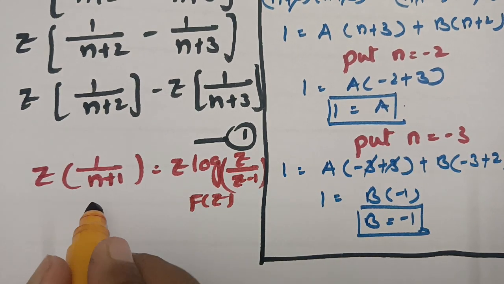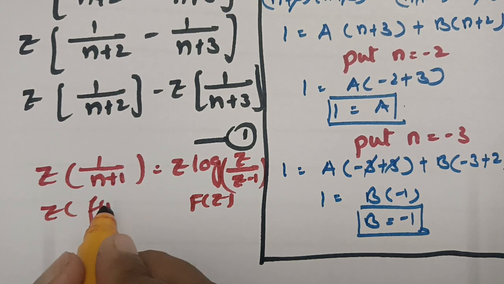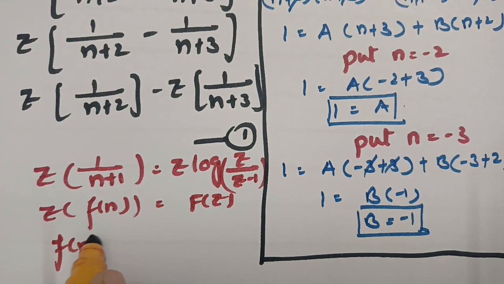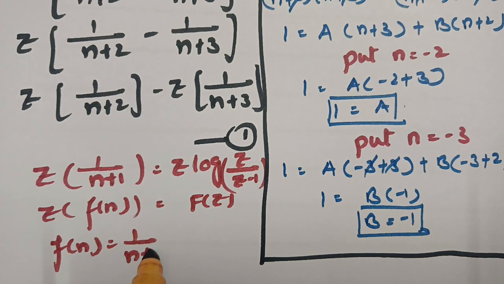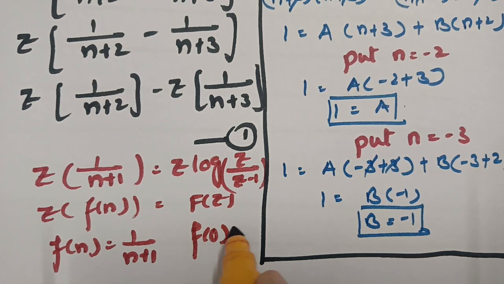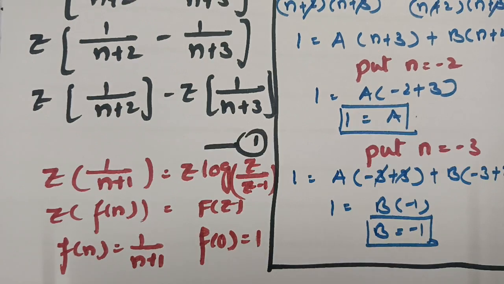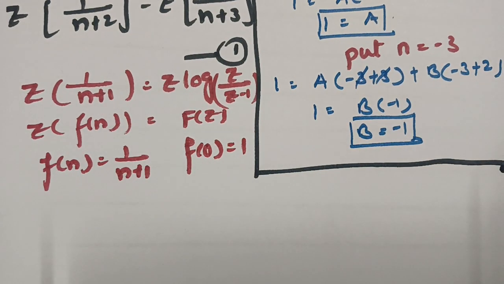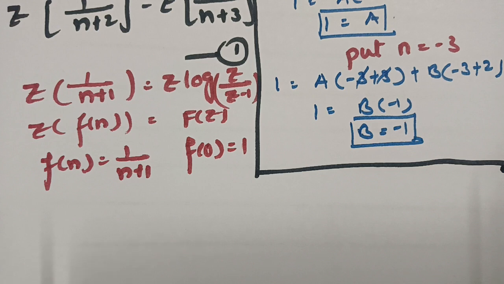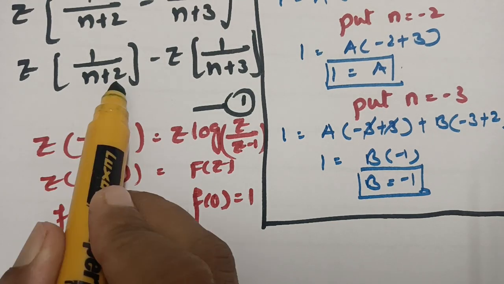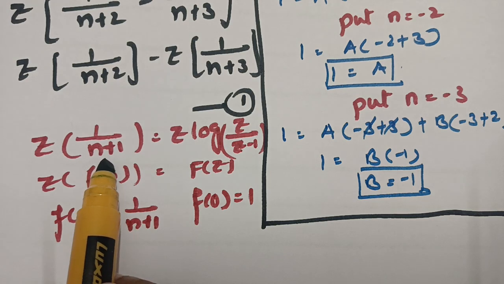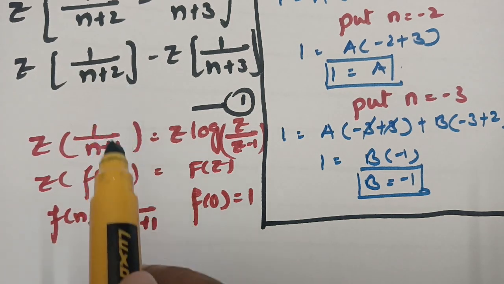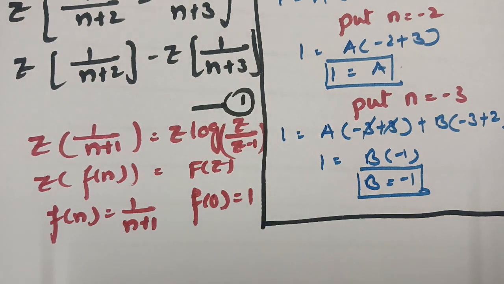So this is z of f of n. What is our f of n value? f of n is nothing but 1 by n plus 1. What is our f of 0 value? If I keep 0 here, this will be 1. Now according to our shifting property, we need the values of n plus 2 and n plus 3. Here n plus 1 should be shifted 1 unit towards the left and 2 units towards the left.